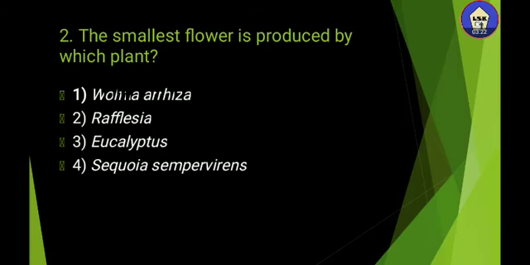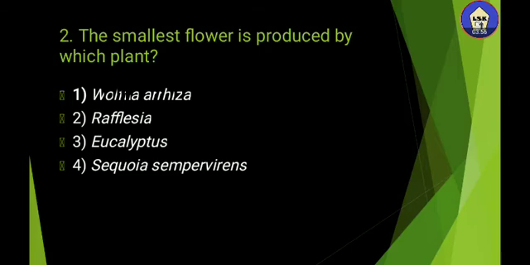So what will be the right answer here? See, Sequoia sempervirens is not a flowering plant. That is a gymnosperm. So definitely option 4 is wrong. So the answer should be either 1, 2 or 3. You know about the eucalyptus. Eucalyptus is the tallest angiosperm. Sequoia is the tallest plant in the plant kingdom. Of course, it belongs to the gymnosperms, and this is the tallest plant. Eucalyptus is the tallest angiosperm.